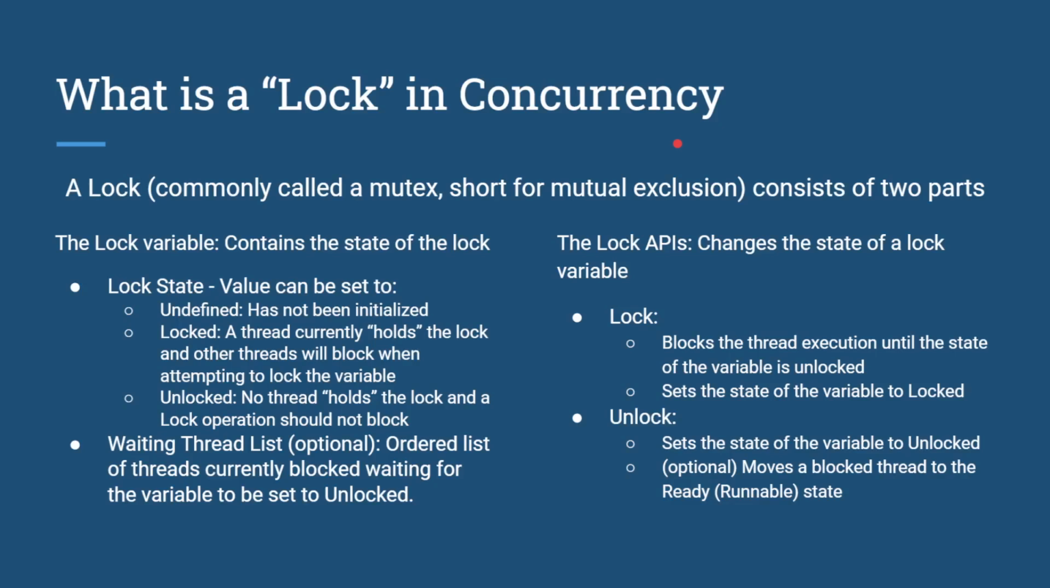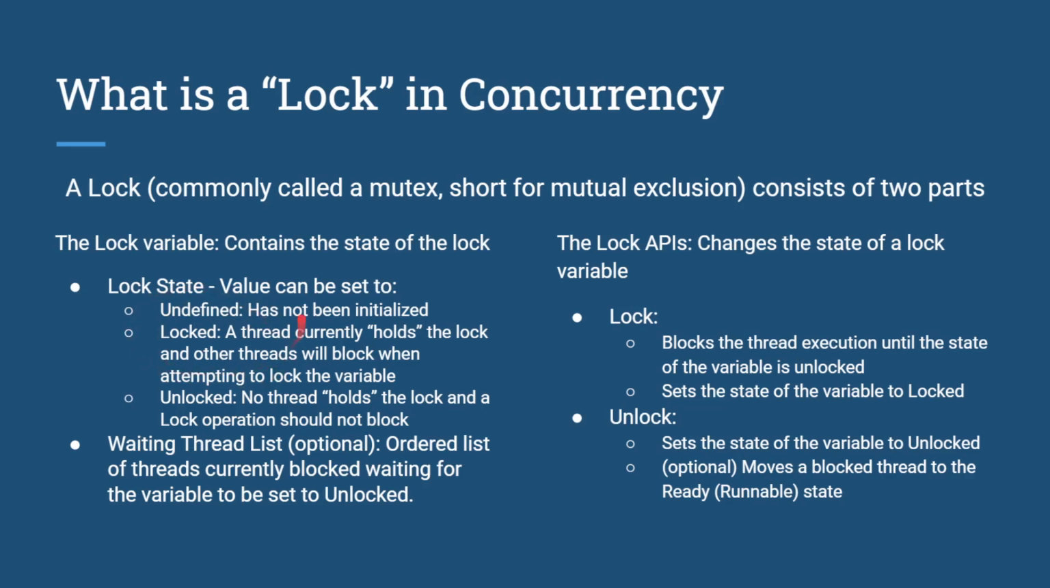Locks usually are two pieces. You'll have a lock variable. This lock variable contains information such as the lock state, whether the lock has actually been defined yet, whether the lock has actually been locked or unlocked by a particular thread. So this lock variable is necessary. We call this a mutex handle within the pthreads context.